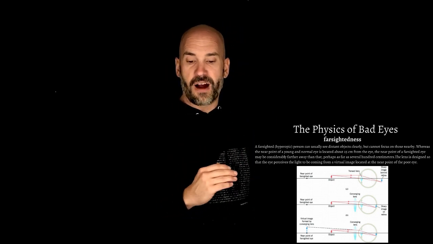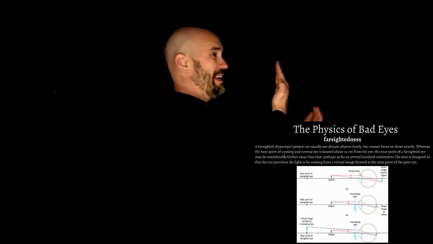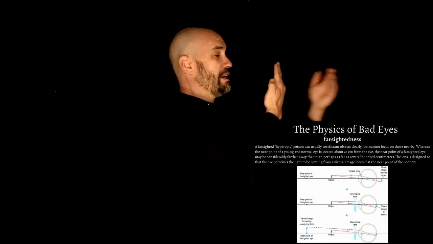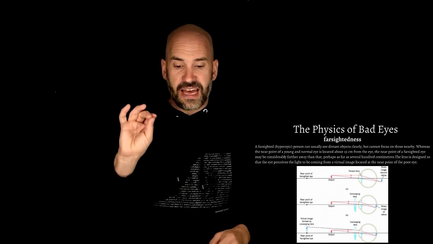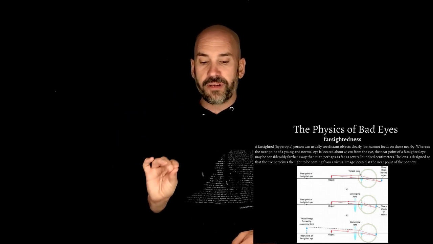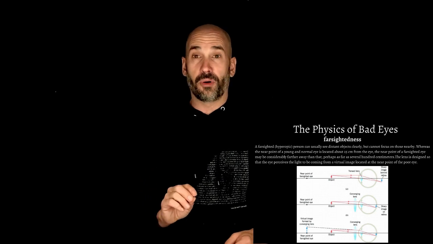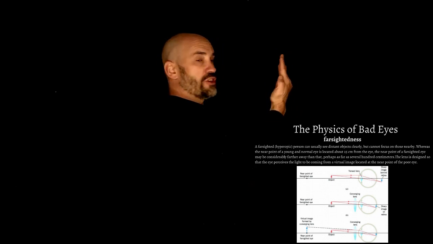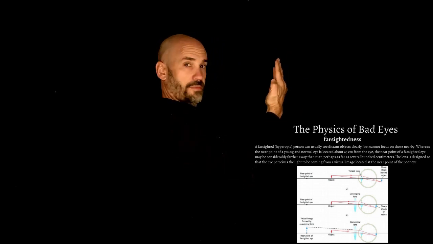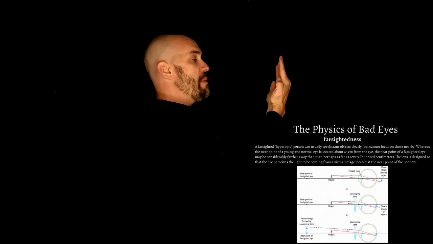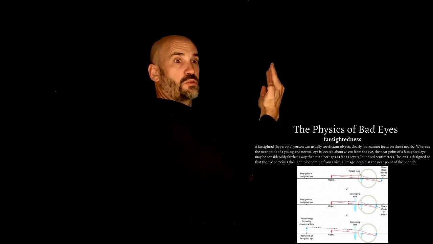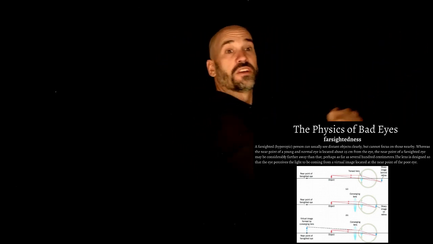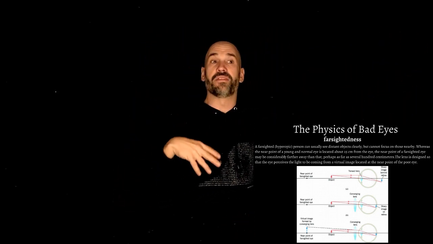So the near point of a farsighted person may be considerably farther away. So it could be several hundred centimeters away. So you can't read this book here, but you could read it if it were over here. All right. So the lens is designed so that the eye perceives the light to be coming from a virtual image located at the near point of the bad eye. Okay. So if you have an object right here that you're reading, your corrective lens must make it appear as though the image is really coming from over here, which is the near point of the bad eye.